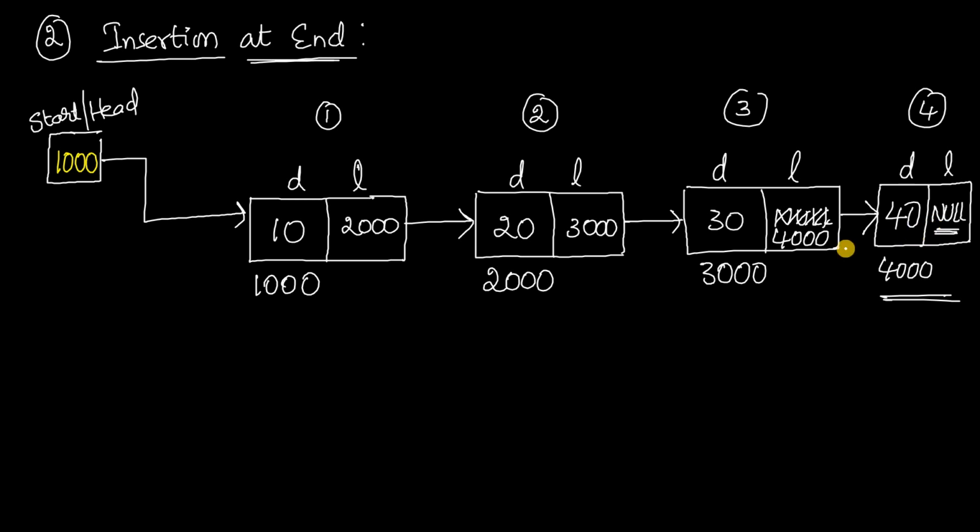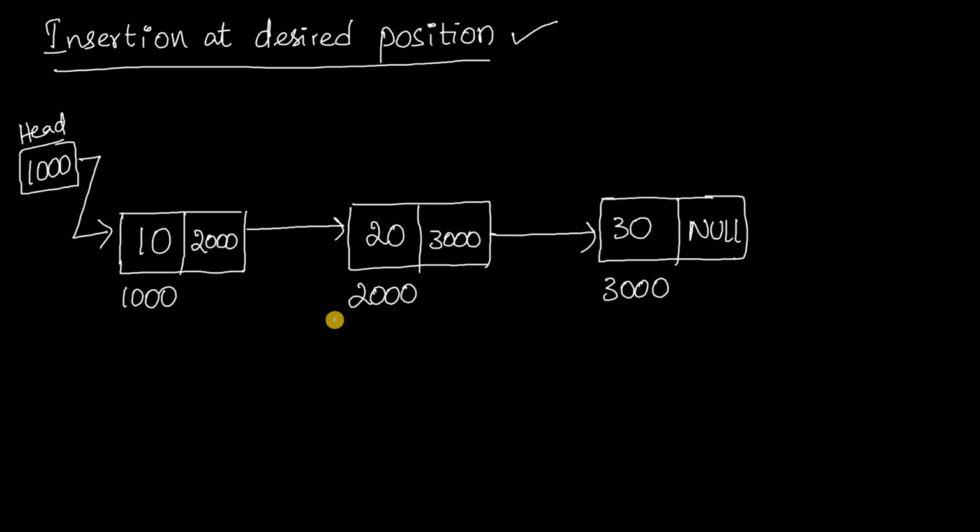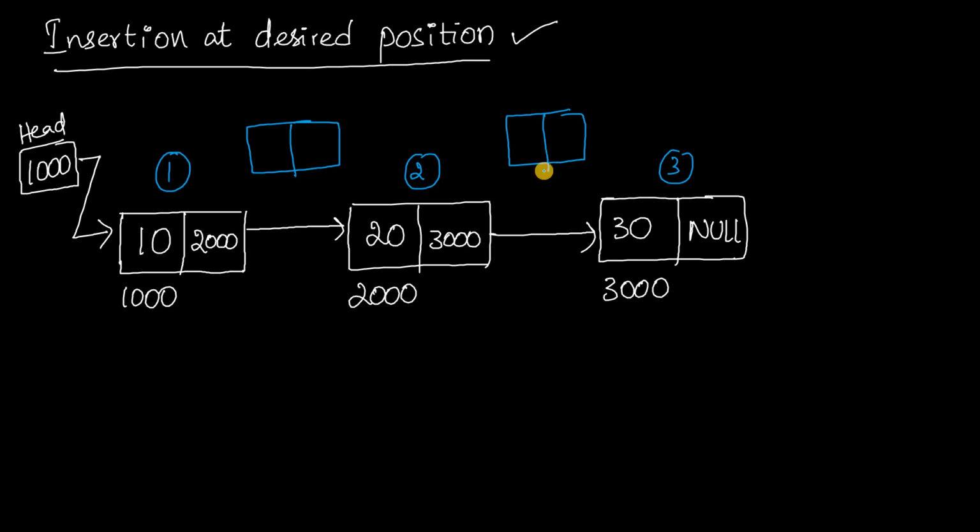Let's see the next operation, that is insertion at desired position. See the present list here. We have three nodes in the list. This is the first node, this is the second one, and this is the third node. Now my operation is insertion at any desired position. That means I can add a node here between the first node and the second node. That is one possibility. And I can add a node between the second node and the third node, right? So I have two possibilities.